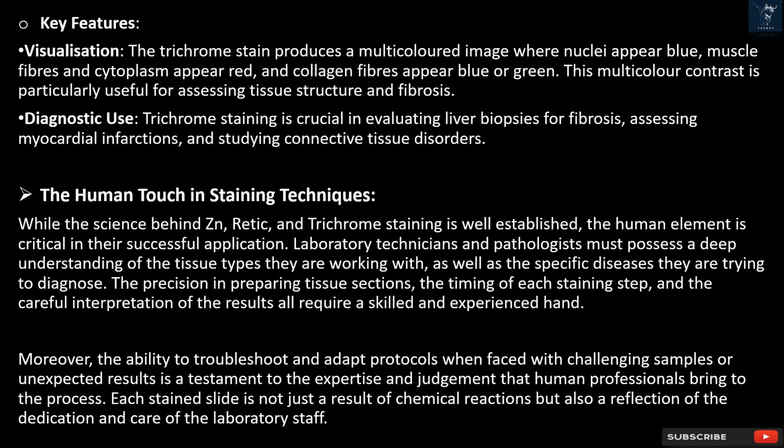Key features. Visualization. The trichrome stain produces a multicolored image where nuclei appear blue, muscle fibers and cytoplasm appear red, and collagen fibers appear blue or green. This multicolor contrast is particularly useful for assessing tissue structure and fibrosis. Diagnostic use. Trichrome staining is crucial in evaluating liver biopsies for fibrosis, assessing myocardial infarctions, and studying connective tissue disorders.